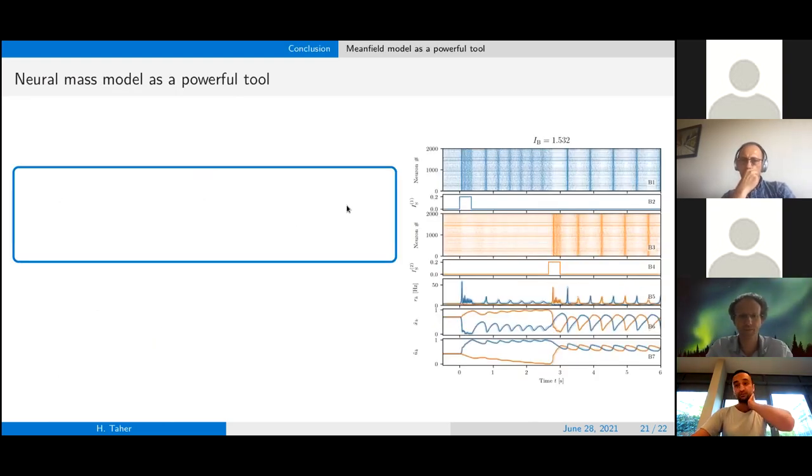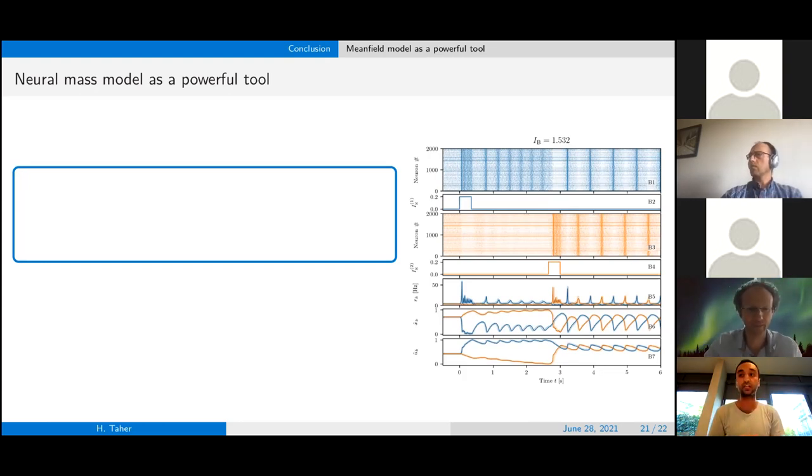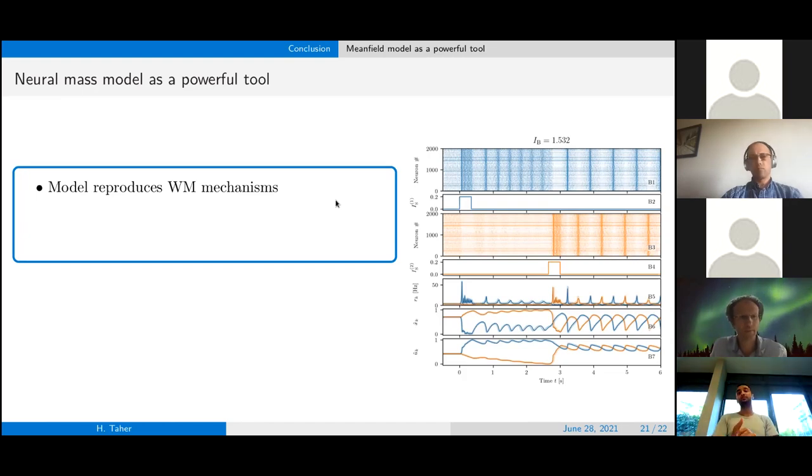This was the last experiment I wanted to talk about, and with this I can conclude. Of course, many of the results which I have shown have already been obtained using microscopic networks, leaky integrate-and-fire networks, with synaptic plasticity. But the good thing here is that the model is exact and is still able to reproduce the working memory mechanisms when we implement STP.